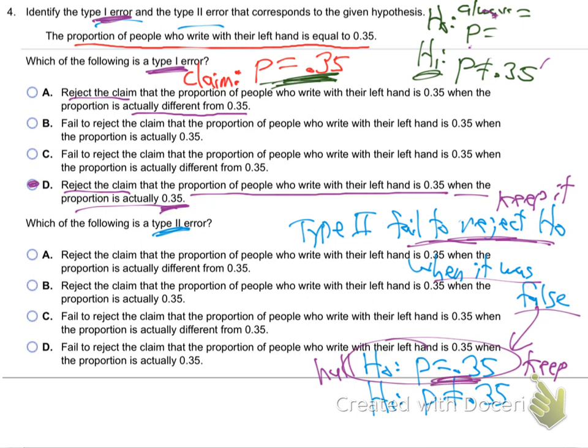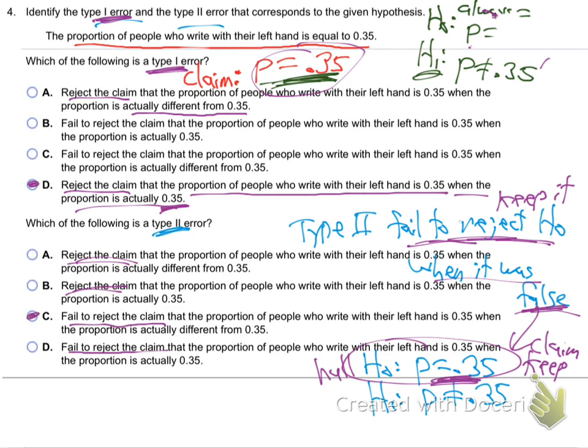It means we believe that the proportion of people who write with their left hand is really 0.35 when it's actually false. So is it reject the claim? No, we didn't reject. Remember, this was the claim here. The claim was the equals. So did we reject the claim? No, we kept the claim. Failed to reject the claim.